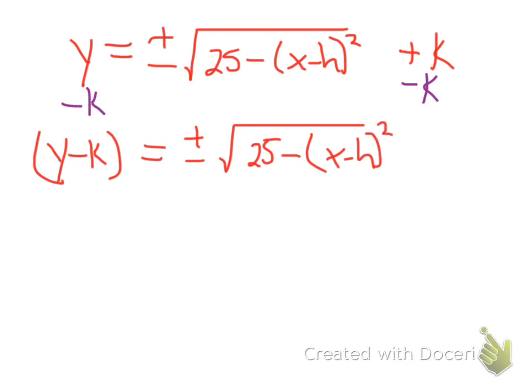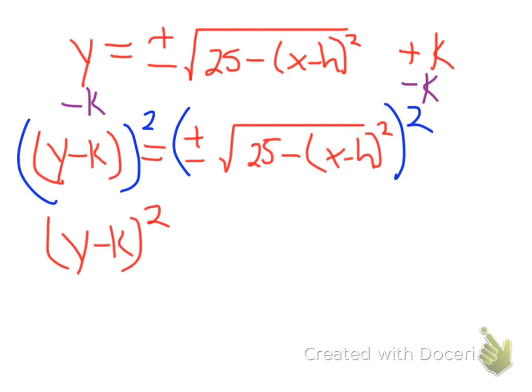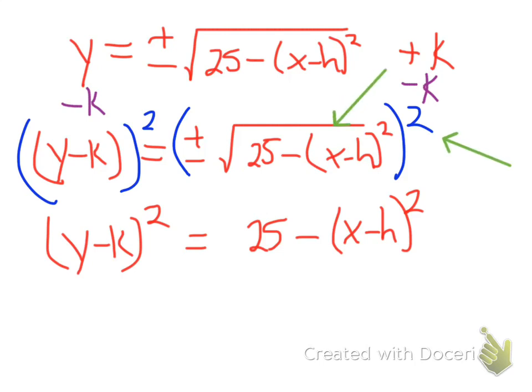Then to get 25 by itself, I need to get rid of the radical that is over it, so I need to square both sides. When I square this whole side and this whole side, I end up getting y minus k squared equals 25 minus quantity x minus h squared. The square and the radical cancel each other out. Not only that, but whether I have a positive or a negative value, when I square it, it doesn't matter. It's going to come out positive anyway.